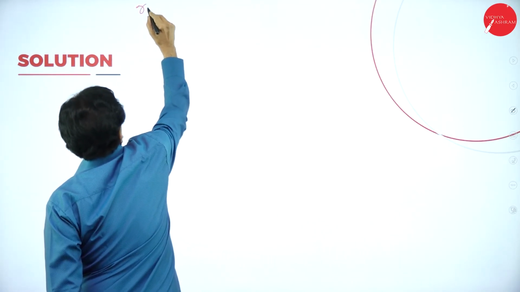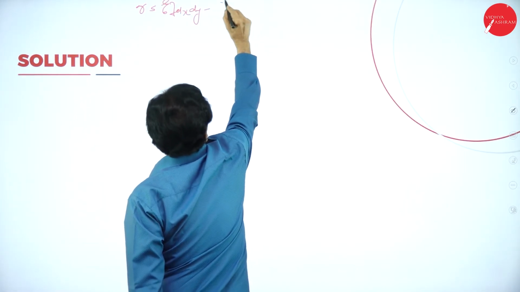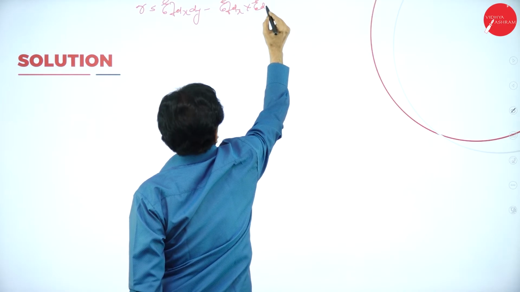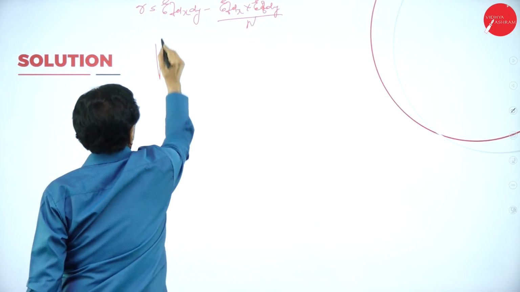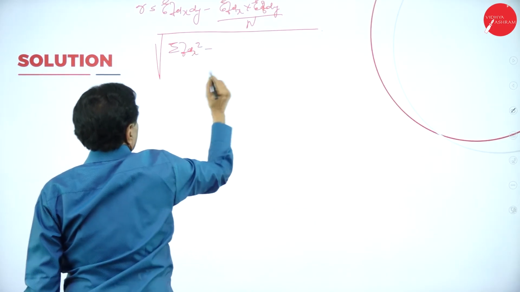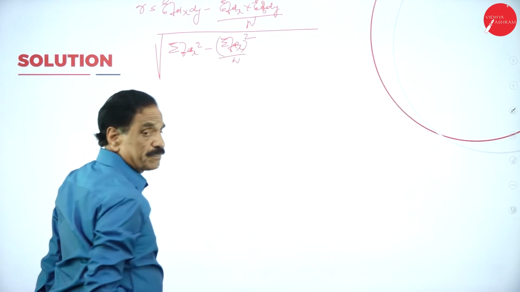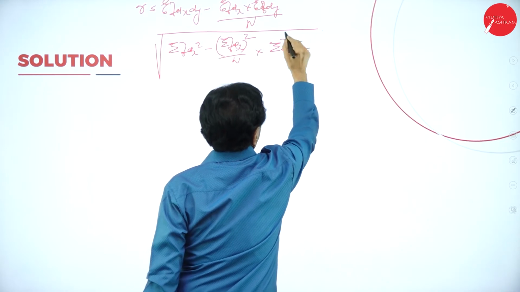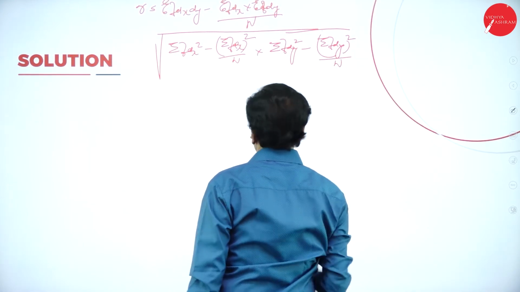R is equal to sigma f dx dy minus sigma f dx into sigma f dy divided by n, divided by root of sigma f dx square minus sigma f dx whole square divided by n, into sigma f dy square minus sigma f dy whole square divided by n. Carefully you have to apply.